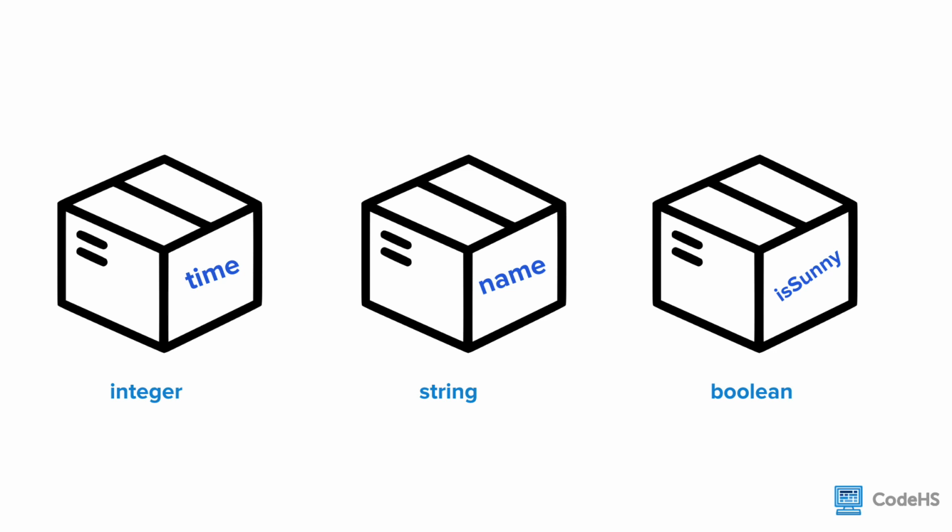In this example, you have three variables, or boxes. One is named time to store an integer, or a whole number. Another is name to store a string, or a series of characters. And the third is sunny, which is designed to hold a boolean, which is a true-false variable.